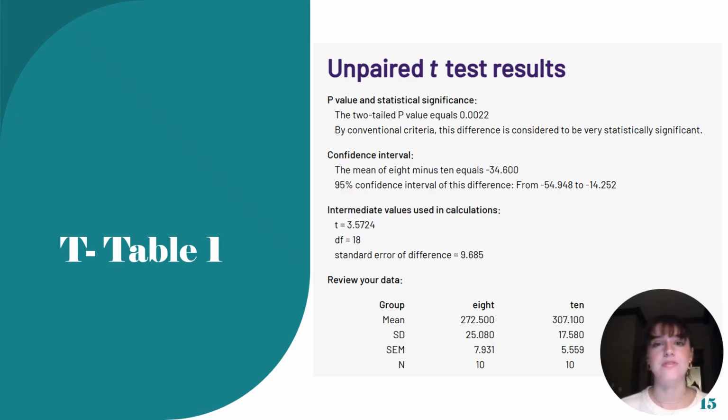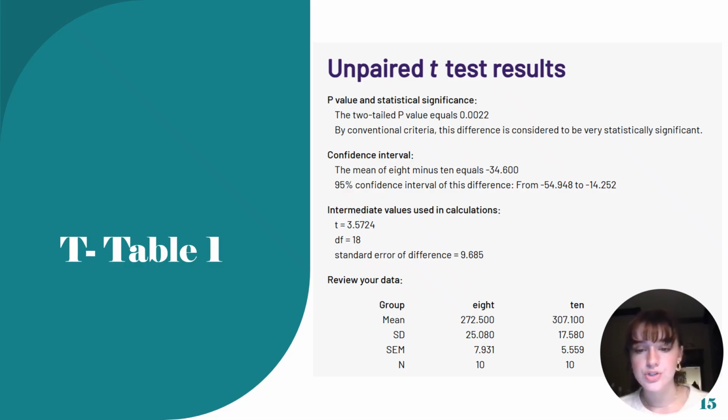the incline of the ramp is definitely impacting the distance that the car travels, because between these two groups of data, they did not have a whole lot of overlap. So that means that the ramp's incline is doing something to the distance the car travels. And if you look at the bottom there, the mean, that is the average. So our average distance traveled for 8 degrees is 272.5 centimeters. And for 10 degrees, it is 307 centimeters.